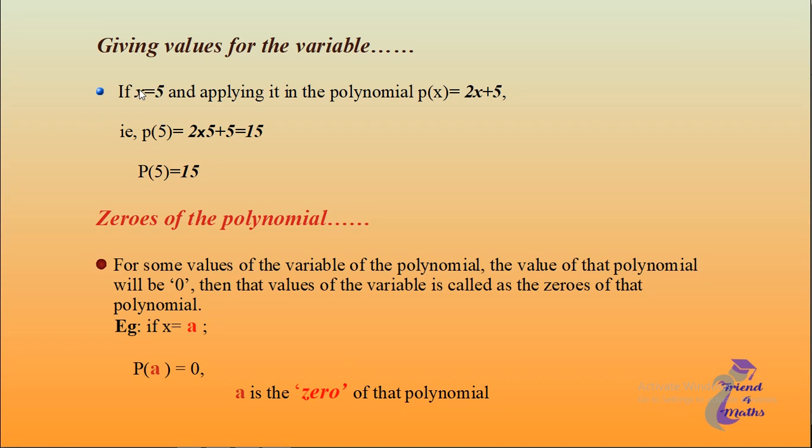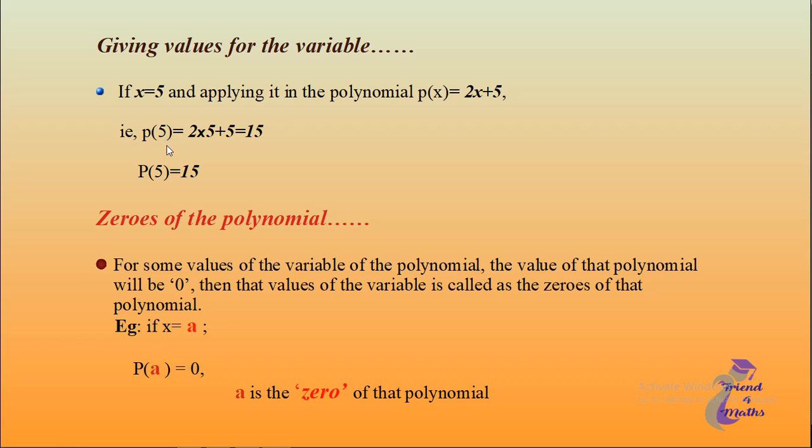Next, we can give some value for this variable x in the polynomial. We can take an example, P of x equal to 2x plus 5. This is a linear polynomial of variable x, and we are now going to give a value to this variable x. So we can represent it as P of 5. That is, here we write 5 because x is now equal to 5.